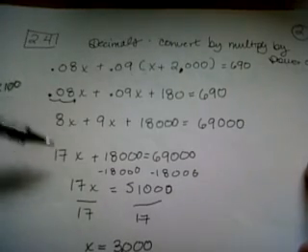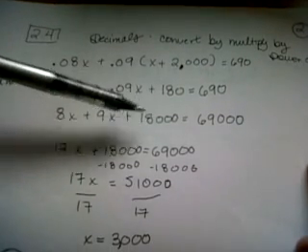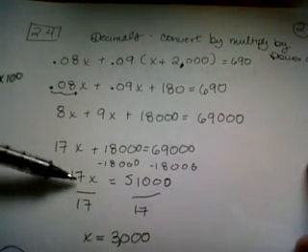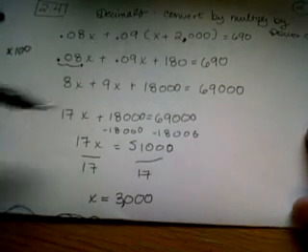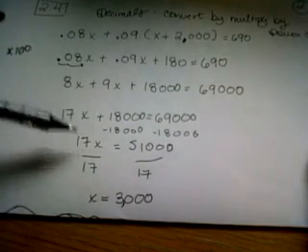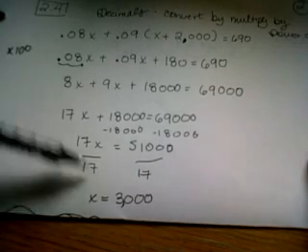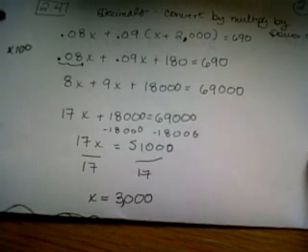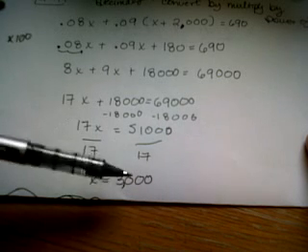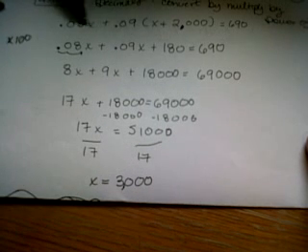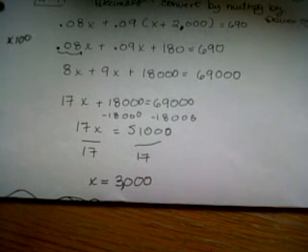Then I went ahead and I combined like terms, and then I subtracted 18,000 from both sides. That gave me 17x equals 51,000. My goal is to get x by itself, so I divide by 17, but if I divide the left-hand side by 17, I need to divide the right-hand side by 17, and that gave me my answer: x equals 3,000. I can check this by sticking it back into my original equation, and it will work.